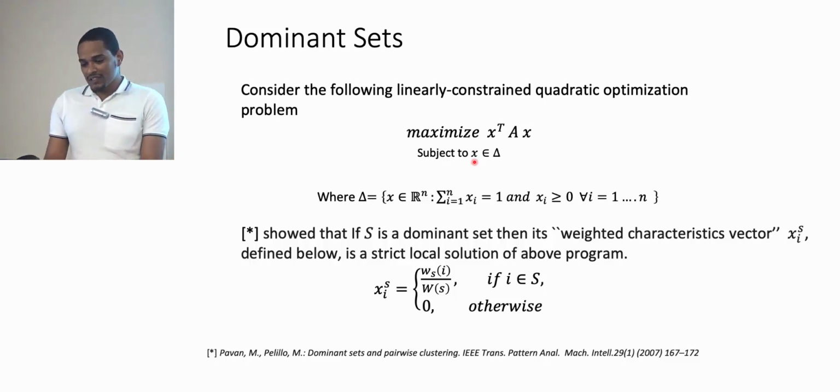By virtue of this result, we transform this combinatorial problem of finding a dominant set from the bigger graph into a linearly constrained quadratic optimization problem. To solve this problem, we have several algorithms which can do that in linear time, actually.